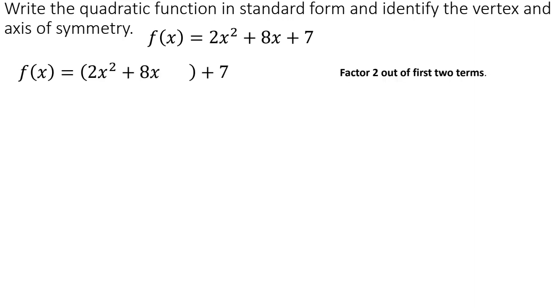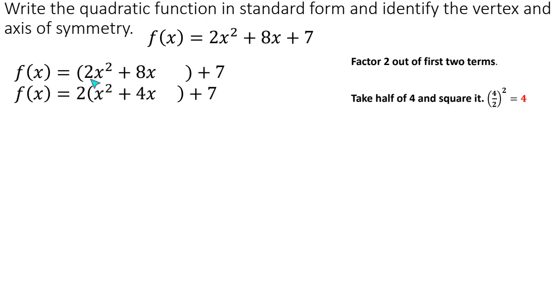So the first thing that I like to do is separate my terms with x's in them, and I leave my constant by itself. And then we want to make sure that the number in front of x squared is a 1. Since it's a 2, we're going to factor out the 2. So if I factor out a 2, I get 2 times x squared plus 4x.